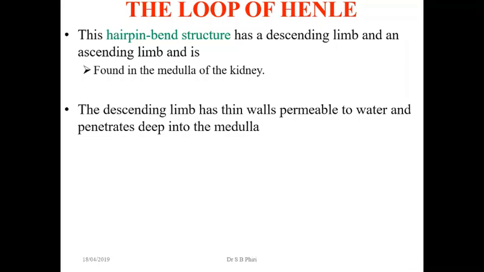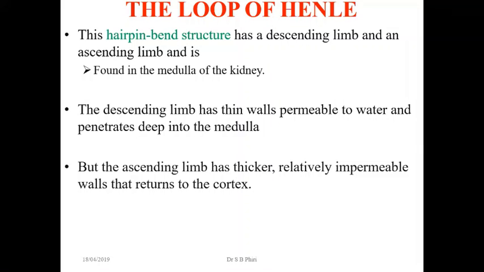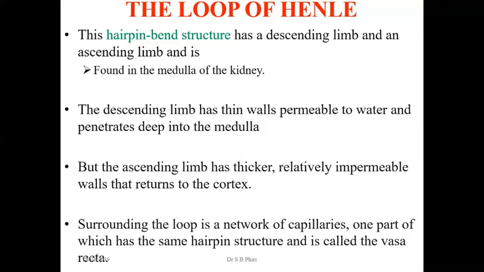So the loop of Henle is the hairpin bend structure that is going to descend and ascend. So you have the descending limb and the ascending limb of the loop of Henle. It is located within the medulla of the kidney. The descending limb has thin walls, permeable to water, and penetrates deep into the medulla, and is responsible for reabsorption of water. But the ascending limb has thicker and relatively impermeable walls and returns to the cortex. So the descending is penetrating deep into the medulla, and then the ascending is moving in the opposite direction, going towards the cortex, and it's thicker in terms of the walls of the thick ascending limb of Henle.